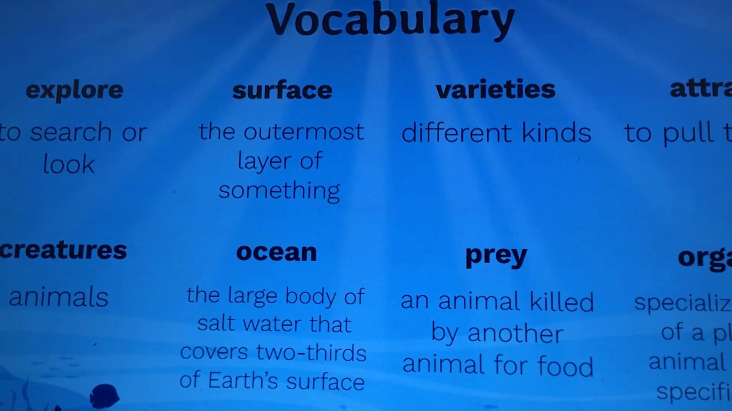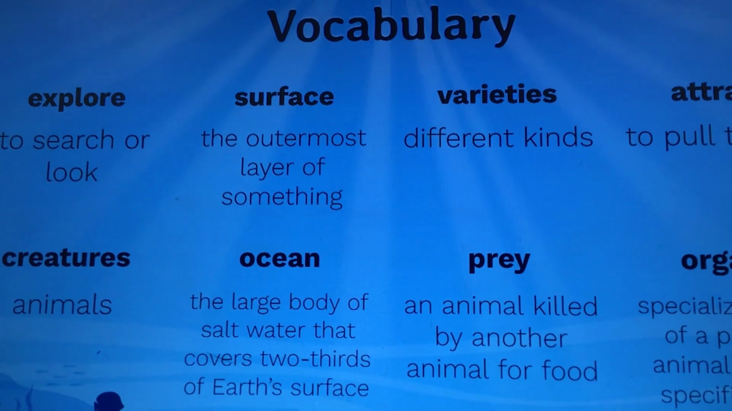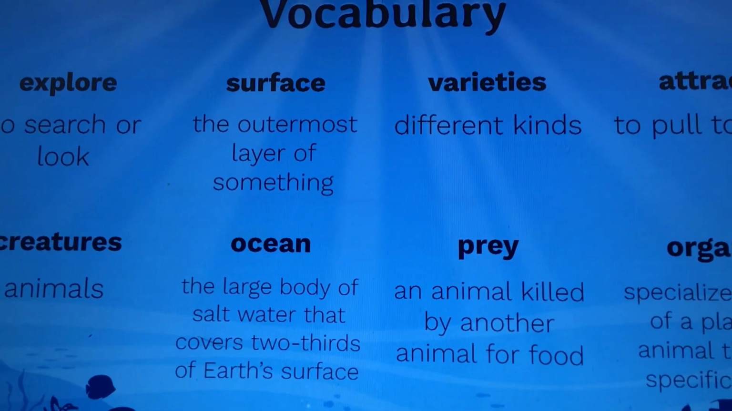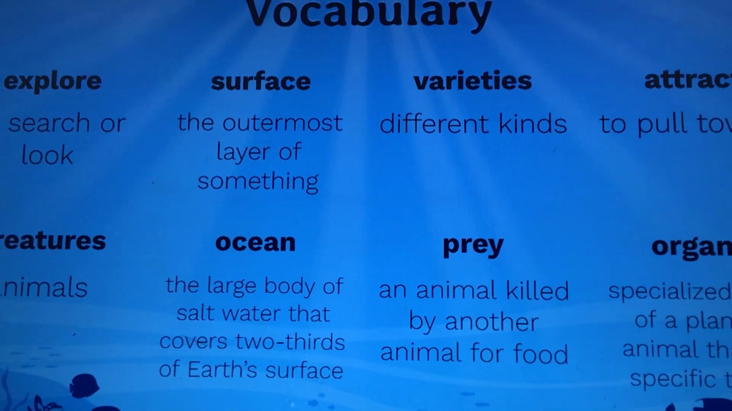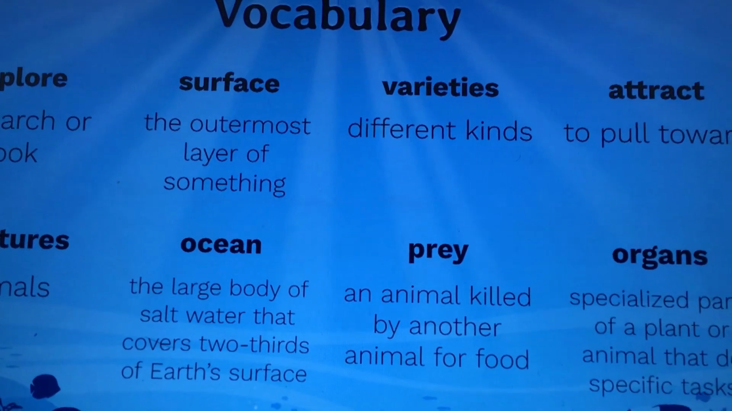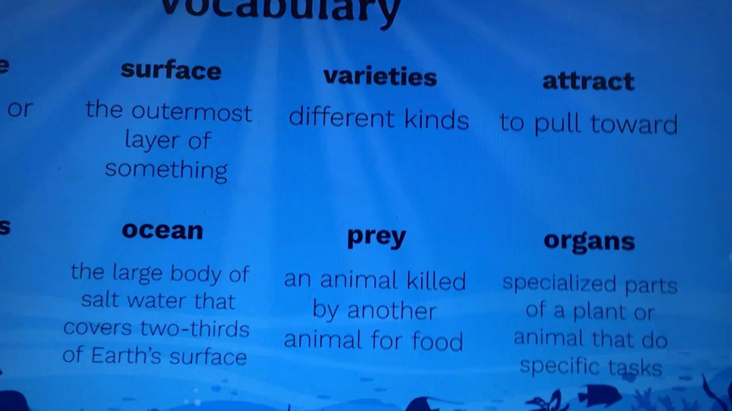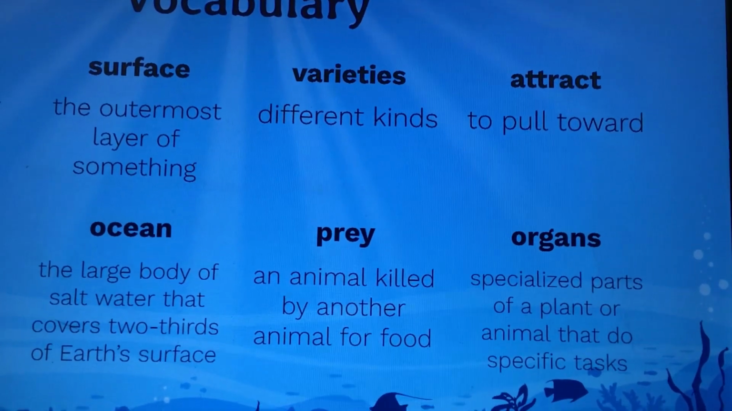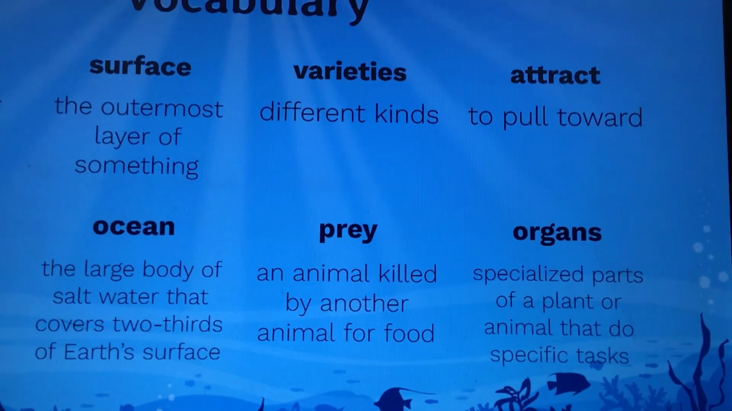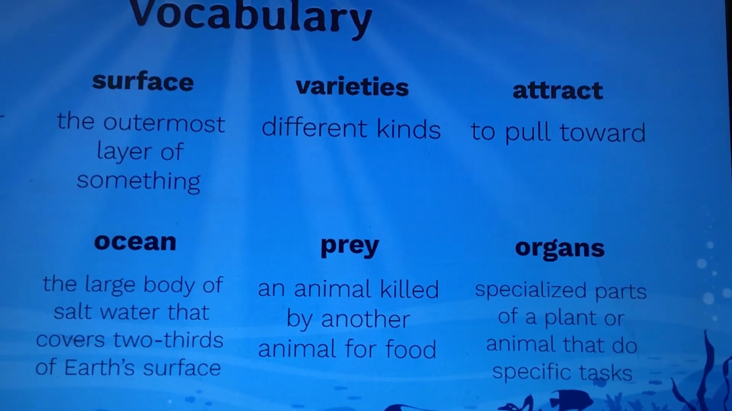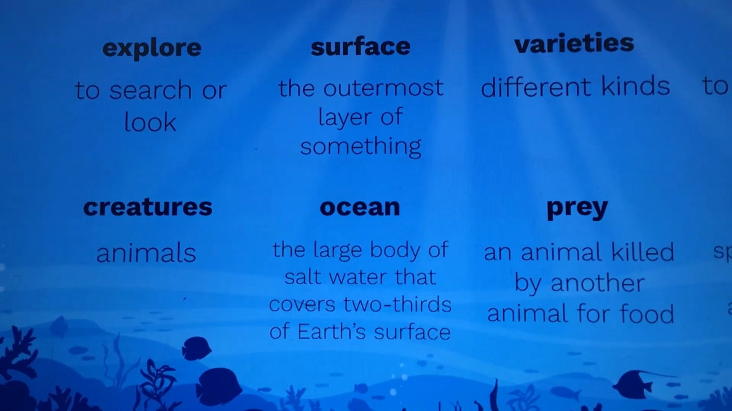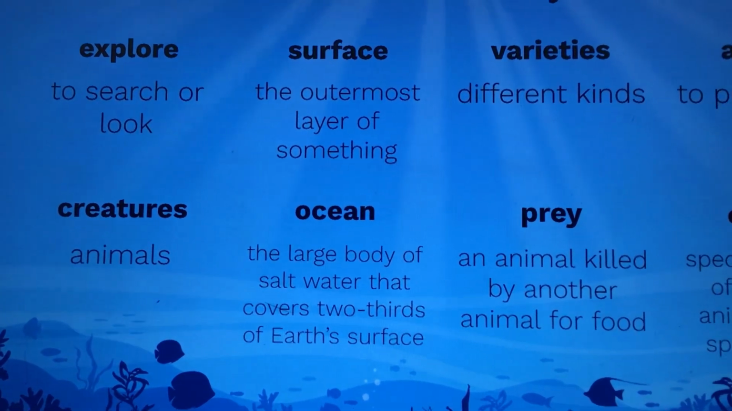Surface is the outermost layer of something, so the surface of the ocean would be the very top. Varieties means different kinds. We'll probably read about a lot of different varieties of animals. Attract means to pull toward, like if you think of a magnet would attract different things to it, metals to it. Creatures, another, just a more interesting word for animals.